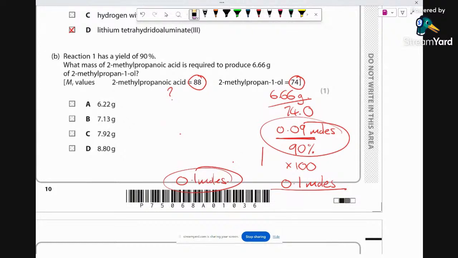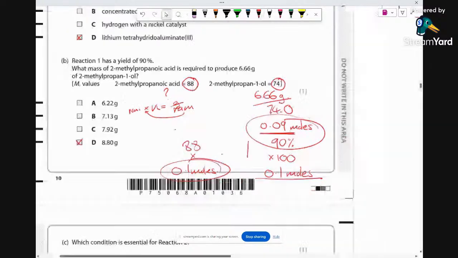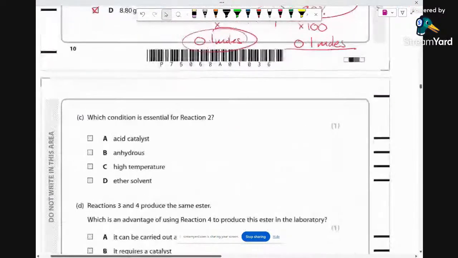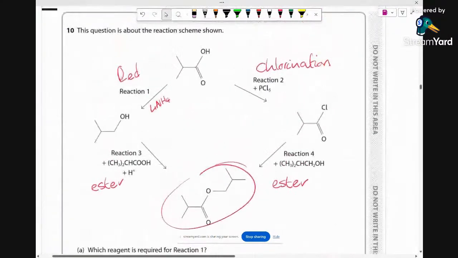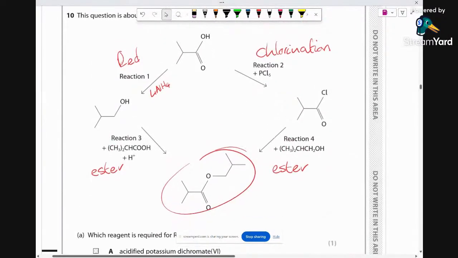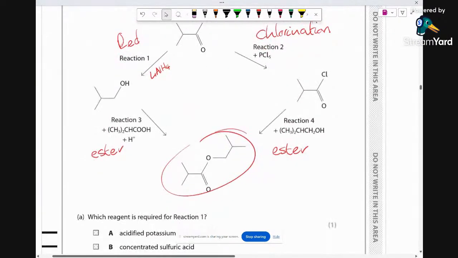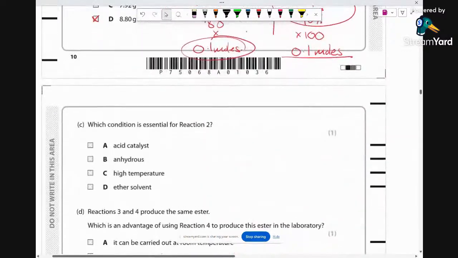Now I need to, of course, convert this back into grams. Number of moles is grams over Mr, but I want grams in this case, so bring this over. Times by Mr. So I just need to times this by 88. 0.1 times 88, and I get a mass of 8.8 grams. So the answer is D. Nice. Next, which condition is essential for reaction 2? Which one was reaction 2? PCl5. Room temperature. Violent reaction at room temperature.